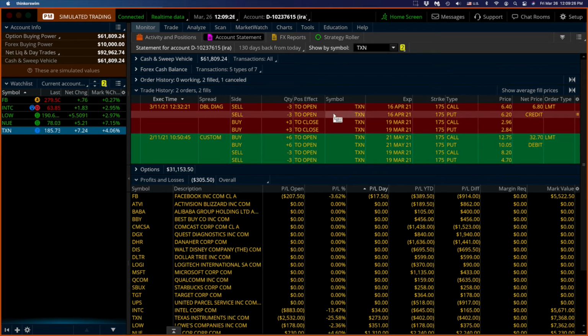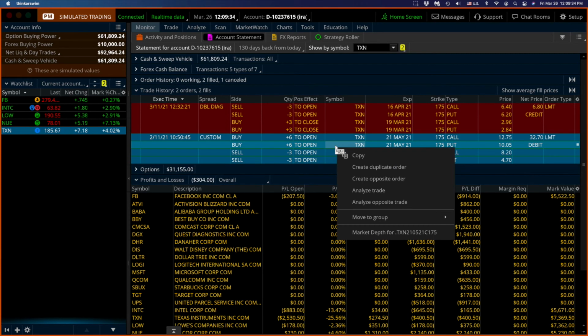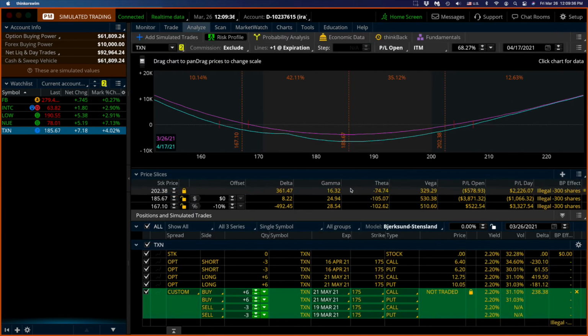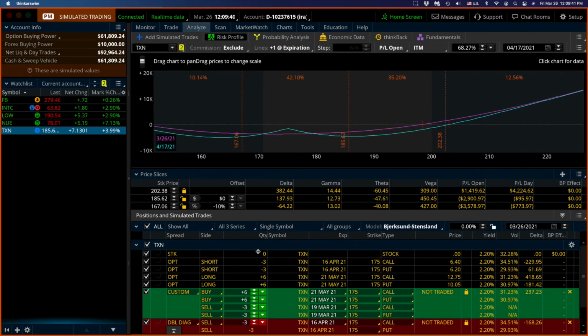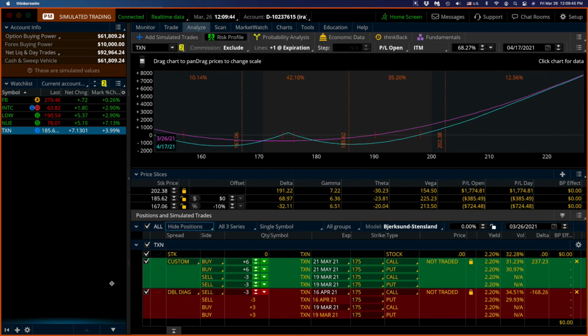Okay, so let's copy those 2 trades into the Analyze tab to really make a judgment of how much money we have made or lost in this particular trade. Analyze trade, even after the rollovers. Analyze trade. And then we can hide this portion by saying hide positions. And yeah, we still have a loser, but we are very, very close.